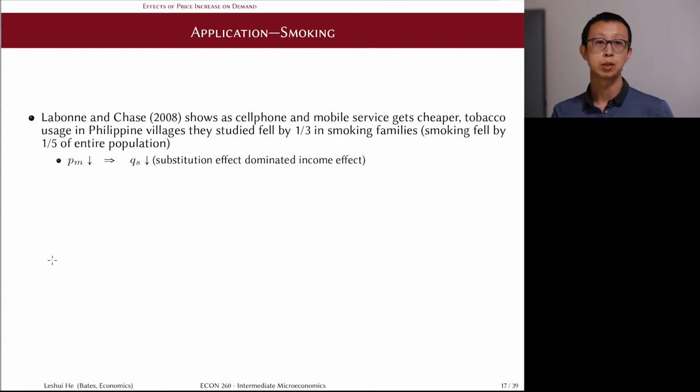So overall, we would expect the quantity demanded for mobile services to go up, and the quantity demanded for tobacco or smoking will be indeterminate, depending on whether the substitution effect or the income effect is stronger. By showing that the demand for tobacco actually decreased dramatically, the results suggest that within our framework, the substitution effect dominated the income effect.